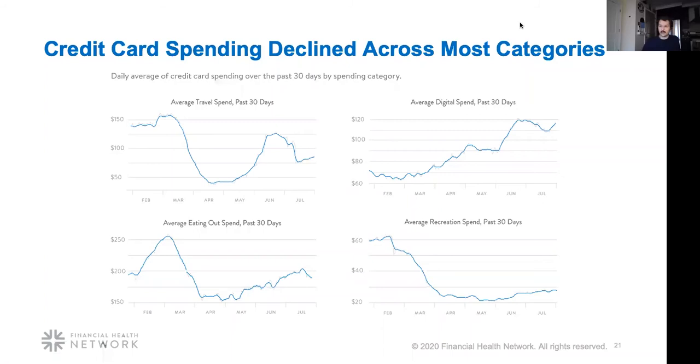So looking at these specific categories, we see that travel spending sharply declined in March and April, although it increased a little later on in June. While digital spending consistently rose as people were spending more and more time in lockdowns. Spending on eating out declined sharply and has not really returned, although it gradually crept back up. And spending on recreation, again, dramatically decreased and has stayed fairly low, reflecting a change in people's financial activity during the pandemic.